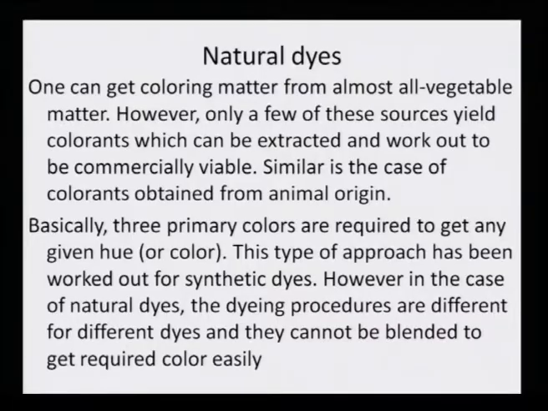Natural dyes, if we try to look at natural dyes, one can get coloring matter from almost all vegetable matter. However, only a few of these sources yield colorants which can be extracted and work out to be commercially viable. Similar in the case of colorants obtained from animal origin. So, it is true that every colored substance in nature can yield color, that means color can be extracted from any vegetable source or any animal source if they are colored.